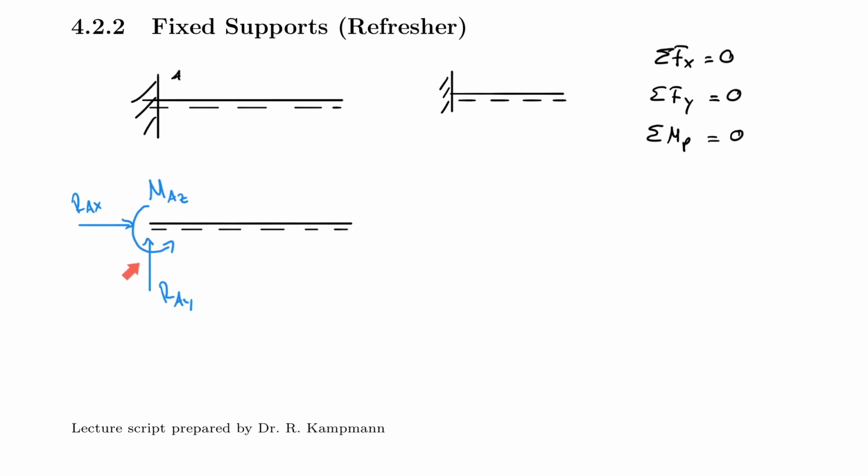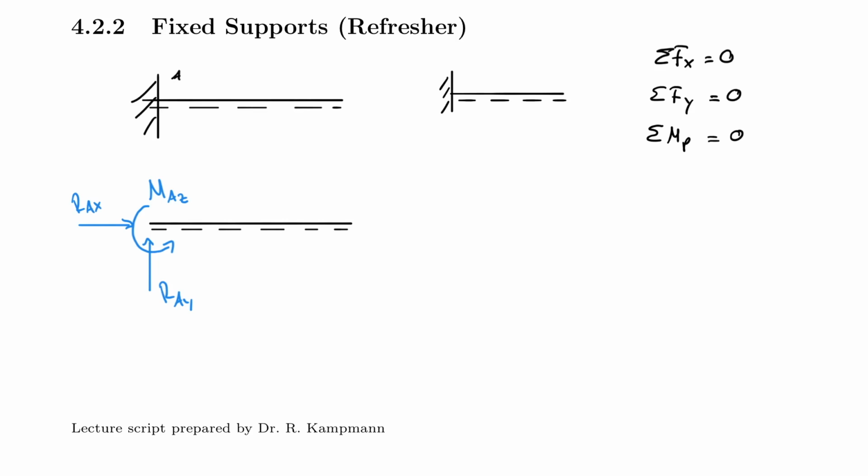And why am I saying this so repetitively? Because often I see students look at these structures and then they find RAX, they find RAY, but they don't find the moment. And that's actually the most important one. And probably it's also an easy one to find because you do not have to deal with unknowns anywhere else than at this location. So the only unknowns in your system are usually at this one support, and that makes your life very easy and very fun.